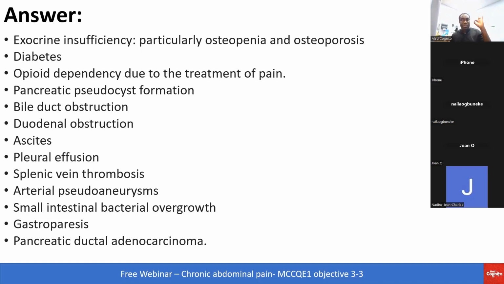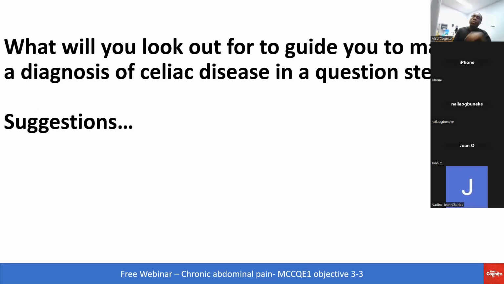Because we are looking at common causes of chronic abdominal pain. We've looked at chronic pancreatitis. We've looked at non-ulcer dyspepsia. Now, since we looked at all these things, and the MCC objective itself says that we have to know the symptoms and from the history, celiac disease is also one very common cause of chronic abdominal pain. So what are the things in the exam that will cause me to think that this patient's presentation is celiac disease? What are some of them?